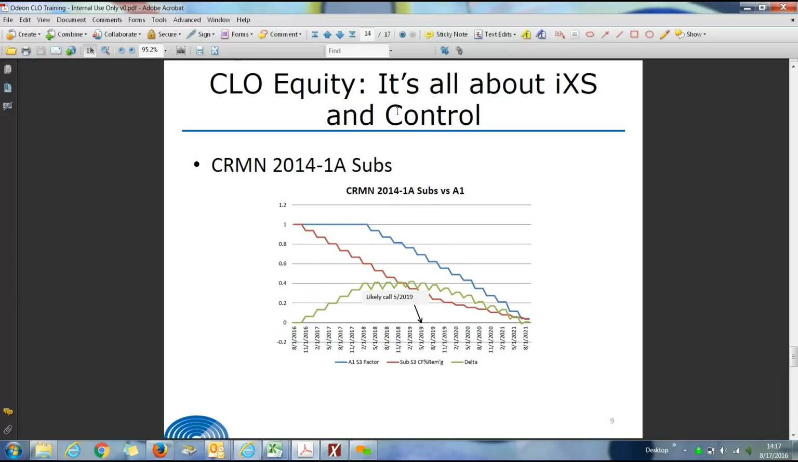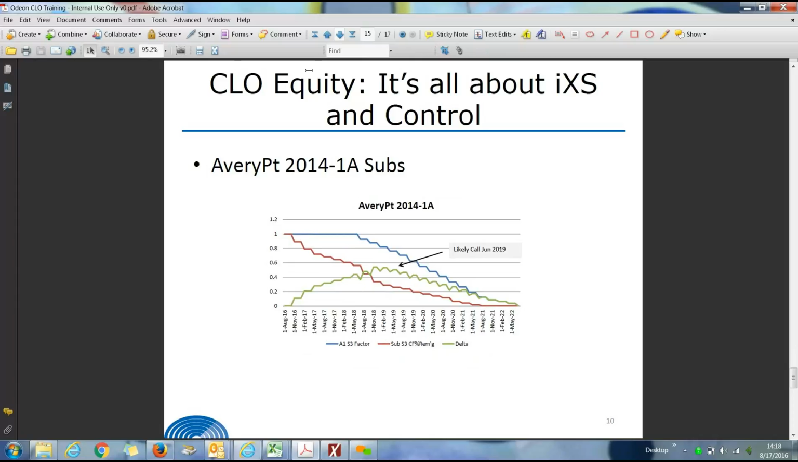So if it's not a control piece, then I'm going to do a yield to call type analysis. If it is a control piece, I'll probably do both, but I'm going to assume the real one is that the guy doesn't call the deal unless the cash flows really fall off. Okay, so this Catamaran one turned out to be a control interest, and Avery Point wasn't. And this is just to show you that cash flows fall off in different ways.